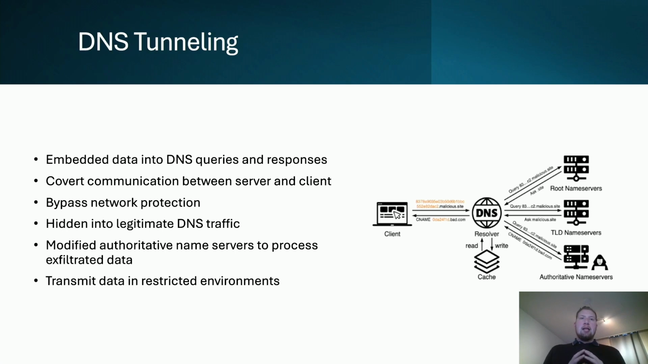DNS tunneling includes the following features. This technique utilizes embedded data in DNS queries and responses and creates a covert communication between server and client. In addition, it bypasses network protection such as firewalls, and is hidden in legitimate DNS traffic. Finally, it uses modified authoritative name servers to process exfiltrated data and transmit data in restricted environments.